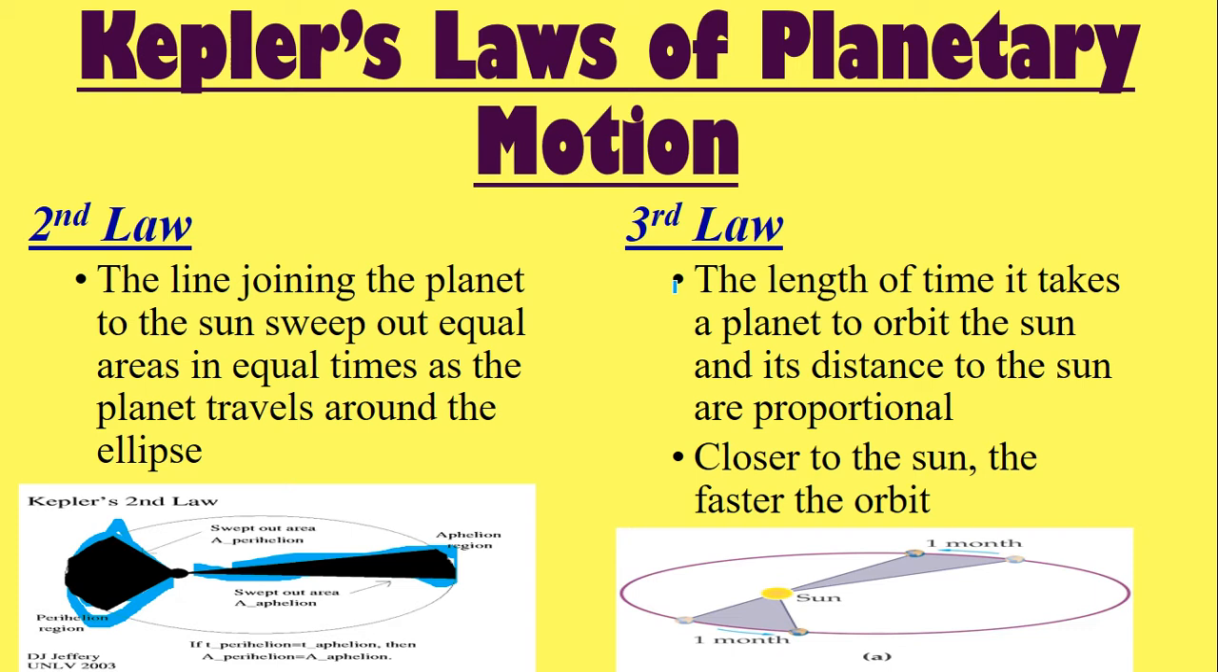And the third law says the length of time it takes for a planet to orbit the sun and the distance to the sun are proportional. What that means is if we are closer to the sun, we're going to orbit faster. If you're further from the sun, you're going to orbit slower. Even in our own ellipse, we can do that. But if you think about it, Mercury, which is closer to the sun, goes around the sun faster than Earth. Earth takes 365.25 days to completely orbit or revolve around the sun.